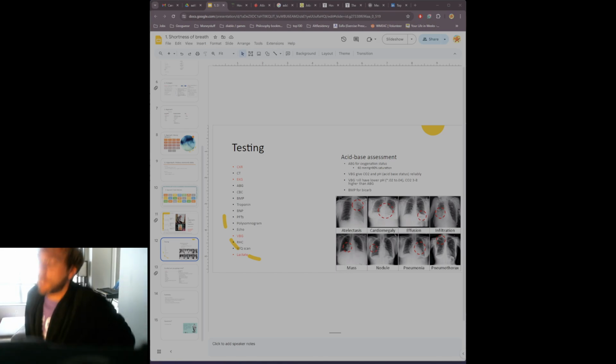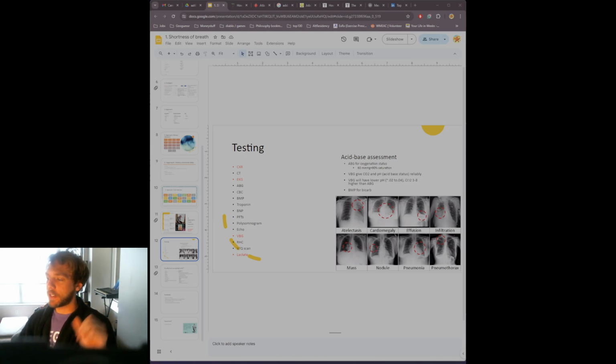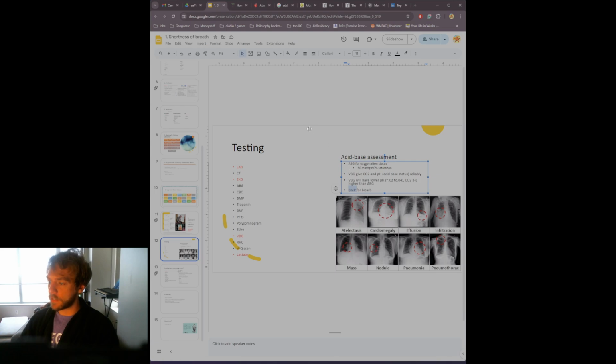There are some tips here about the pH, how it will lower with every however many CO2s. It's something you'll build on in your knowledge base. And then the BMP will also give your bicarb, and it's a really good way to check that. So that's really good to report. These are especially relevant in the ICU.